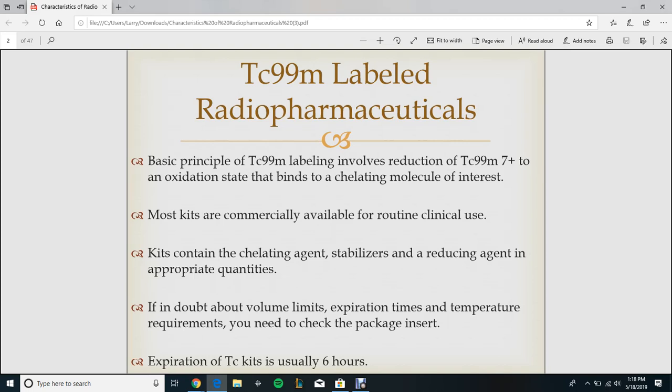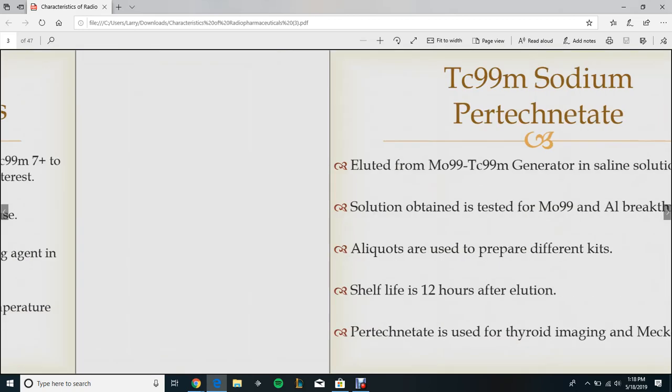Most kits are commercially available for routine clinical use. Kits contain the chelating agent, stabilizers, and a reducing agent in appropriate quantities. If in doubt about the volume limits, expiration times, and temperature requirements, you need to check the package insert. Expiration of technetium kits is usually 6 hours.